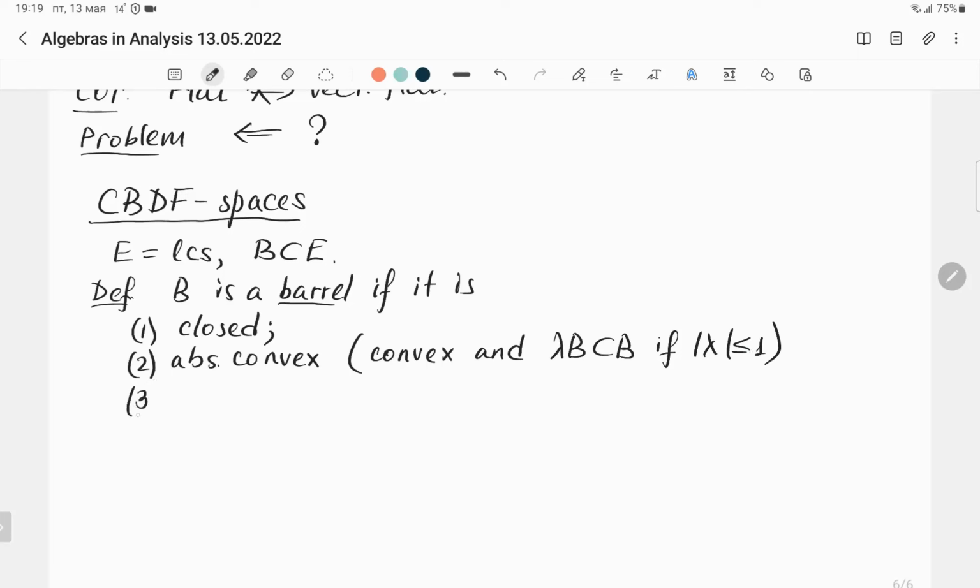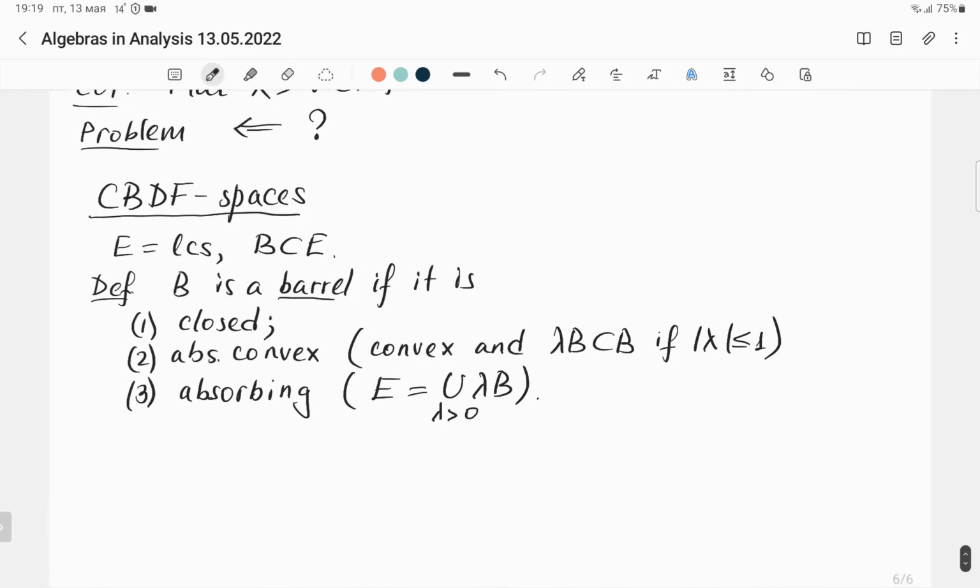And third, it should be absorbing, which means that we have the following equality. Each vector belongs to lambda B if lambda is big enough. A typical example of a barrel is the closed unit ball in any normed space.